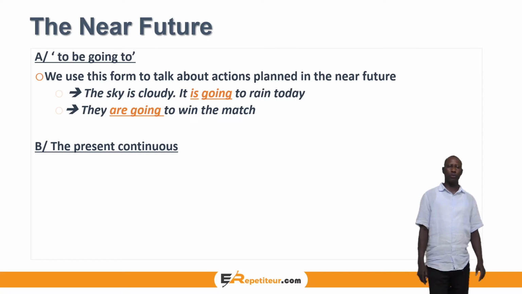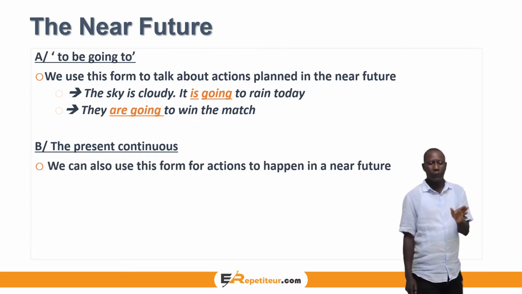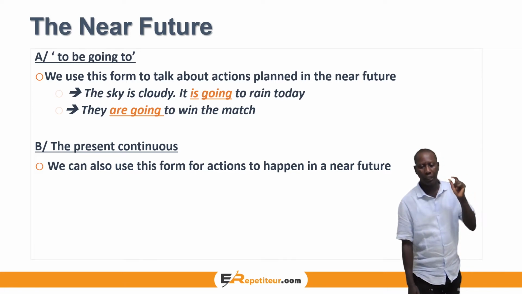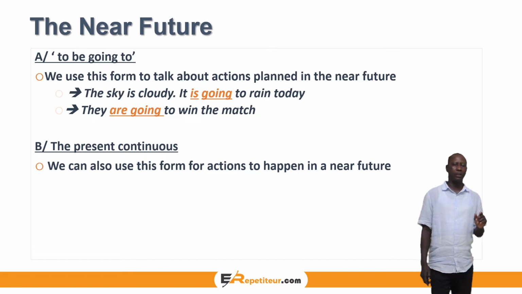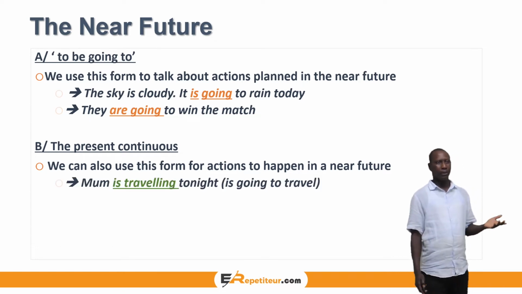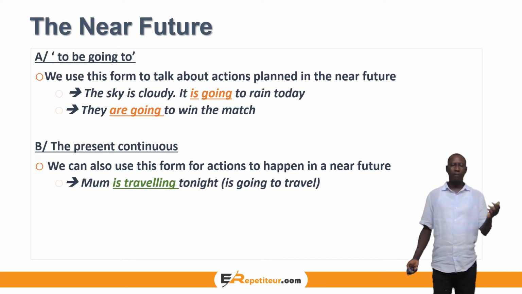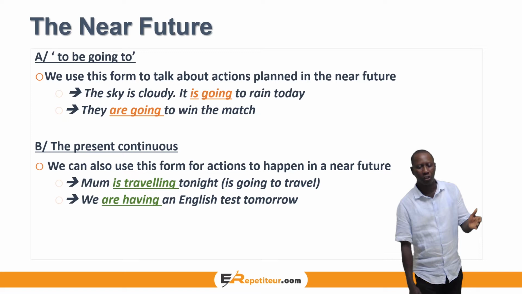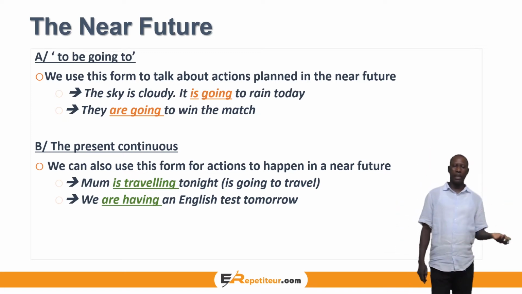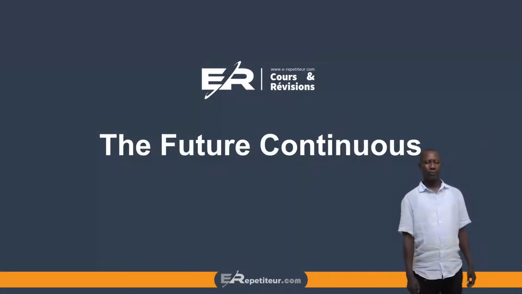Now, the present continuous. We can also use this form for actions to happen in a very near future. Example, Mom is traveling tonight. It's the same as Mom is going to travel tonight. We are having an English test tomorrow. It's the same as we are going to have an English test tomorrow.